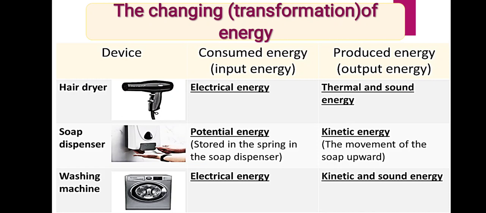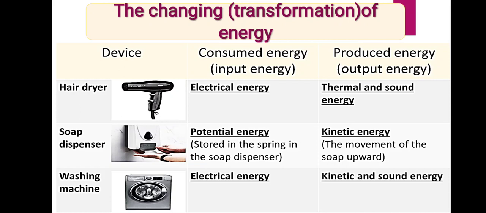changed into kinetic energy. So the dispenser works by a spring, and when I press on the dispenser, the potential energy will store, and after that it will change into kinetic energy. So the input energy, the energy which helps the dispenser to work, is potential energy, and the output energy, the energy which is produced from the dispenser, is kinetic energy.